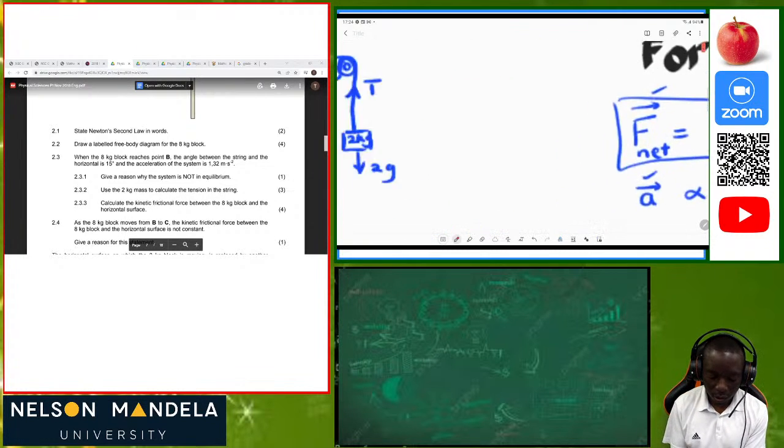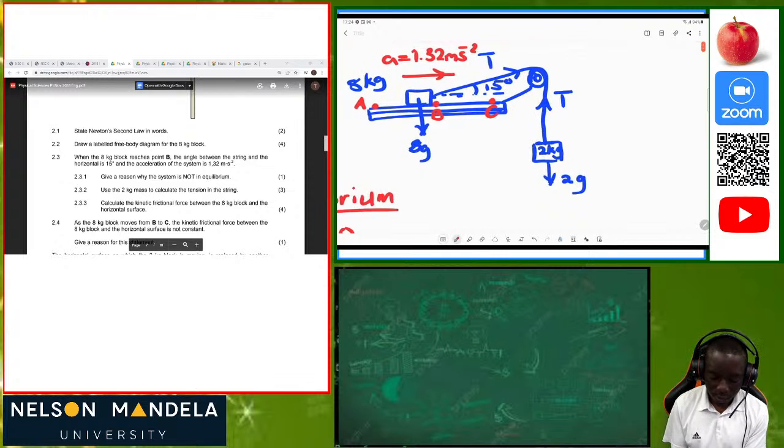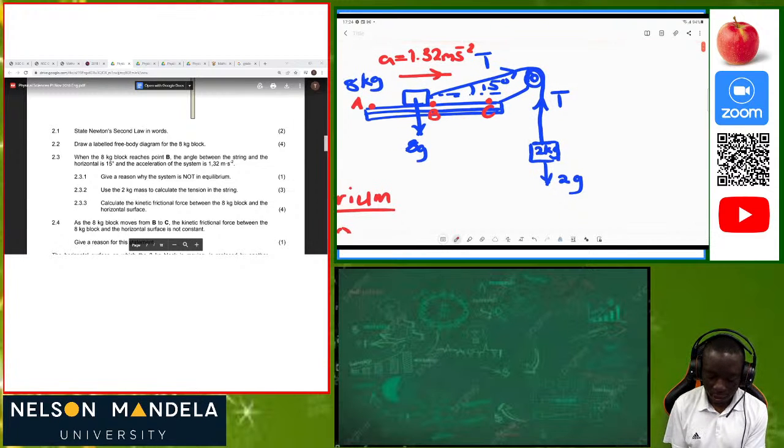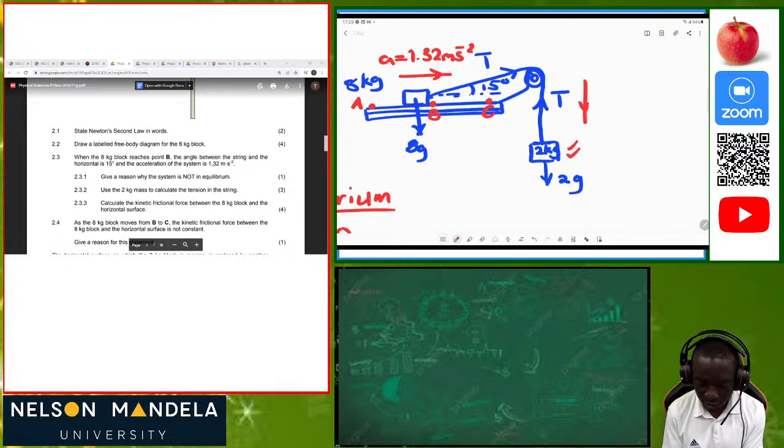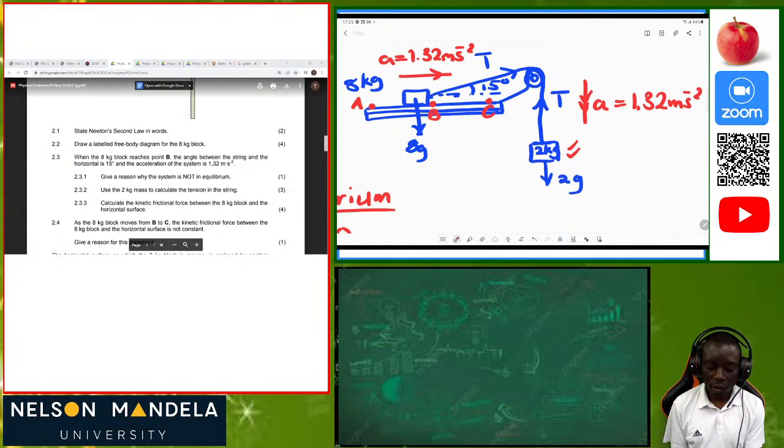So according to our diagram, where is the diagram? The 2 kg mass is this one. Since we are given the acceleration of the system, A equals 1.32 meters per second squared downward. It is the same tension throughout the string, and the same acceleration for the system. So the 2 kg mass accelerates at 1.32 meters per second squared.